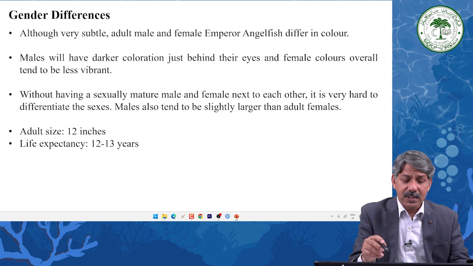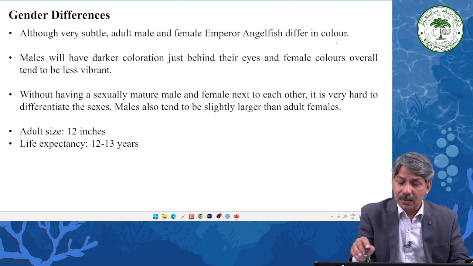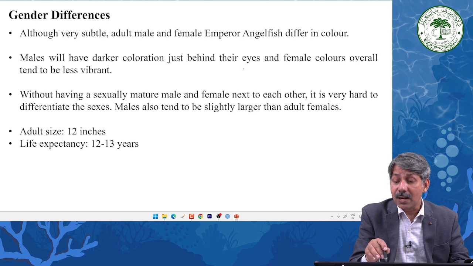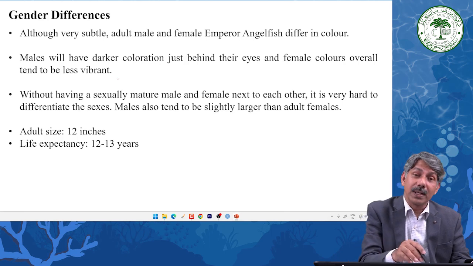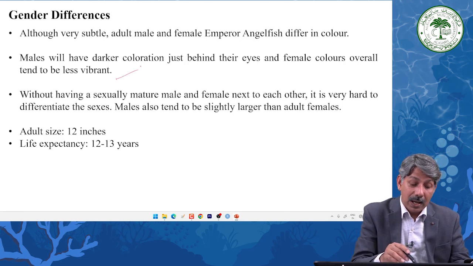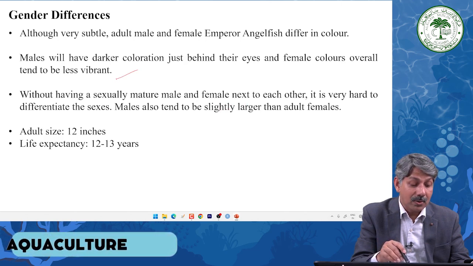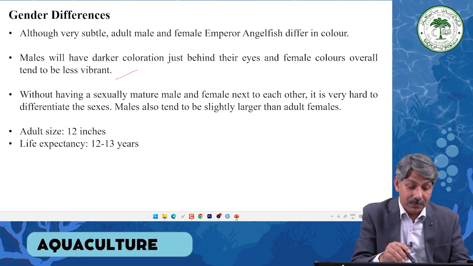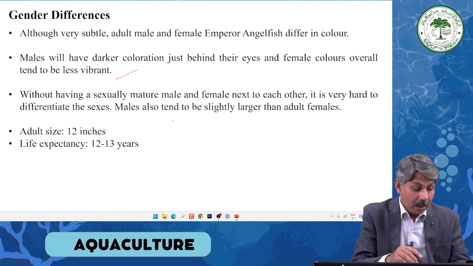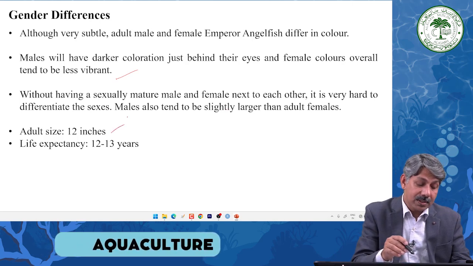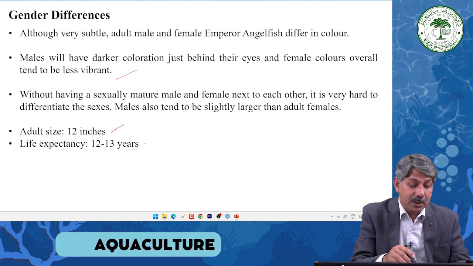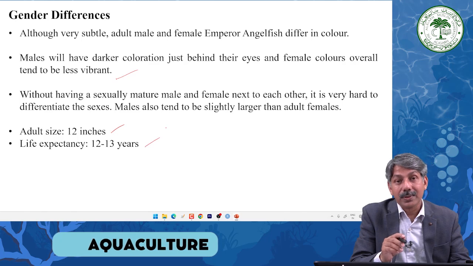Although a very subtle difference, adult female and male emperor angelfish differ in color. Male will have darker coloration just behind their eyes, and female colors overall tend to be less vibrant. Without having a sexually mature male and female next to each other, it is very hard to differentiate the differences in the two sexes. Adult size is 12 inches and life expectancy is 12 to 13 years.